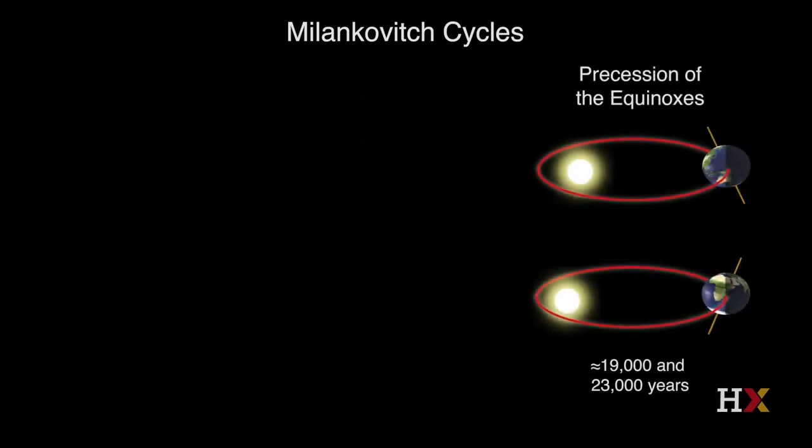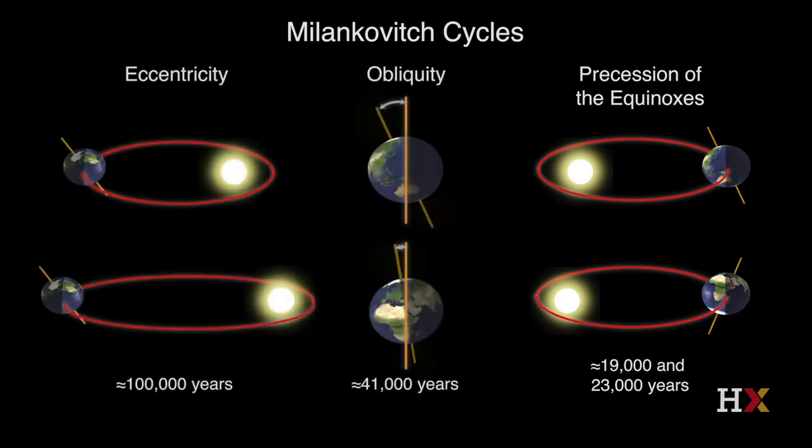Similarly, the precession of the equinoxes doesn't actually change the amount of sunlight the Earth receives. It just changes the strength of the peak summer versus the strength of the peak winter. So in fact, it's kind of remarkable that these relatively subtle changes in the Earth's radiation give rise to these enormous changes in climate.